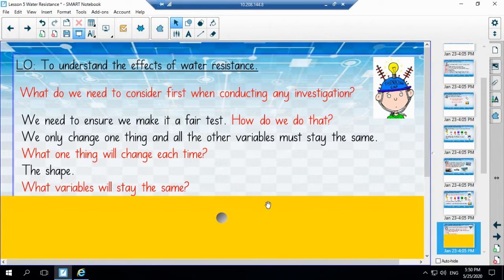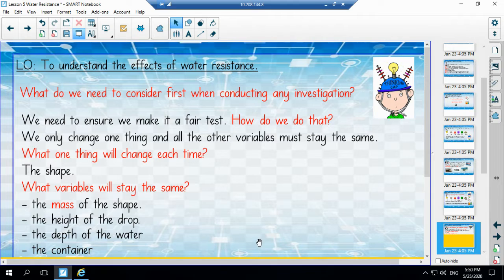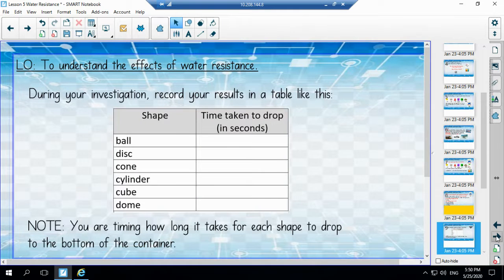What variables will stay the same? If you had said the mass of the shape, the height of the drop, the depth of the water, the container, that's everything else included in the investigation, you'd be absolutely right. Now, during your investigation, record your results in a table like this. Remember, you are timing how long it takes for each shape to drop to the bottom of the container, and you are timing that in seconds.